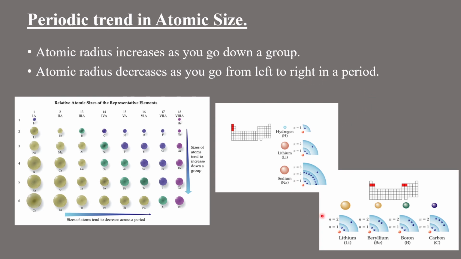And the reason for that is that nuclear charge is being increased as you go from left to right in a period. And this increased nuclear charge, or the increased positive charge, pulls the electron inward, resulting in decreasing atomic size.